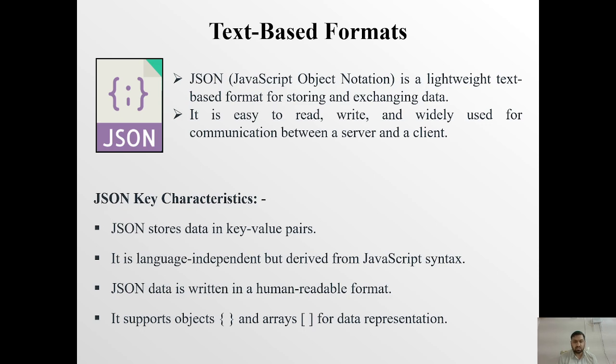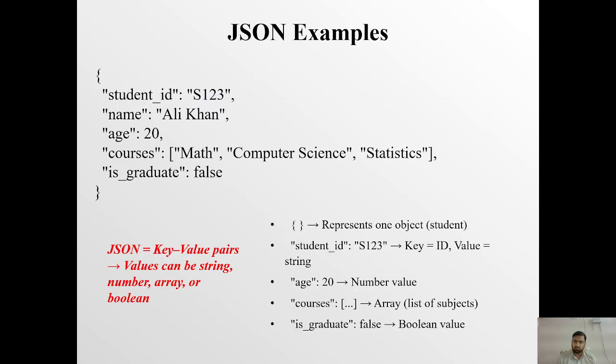Now its characteristics: JSON stores data in key value pairs. It is language independent but derived from JavaScript syntax. JSON data is written in a human readable format. It supports objects, in curly brackets, and arrays, in square brackets, for data representation. Now this is an example of JSON. You can write it or take a snapshot of this.